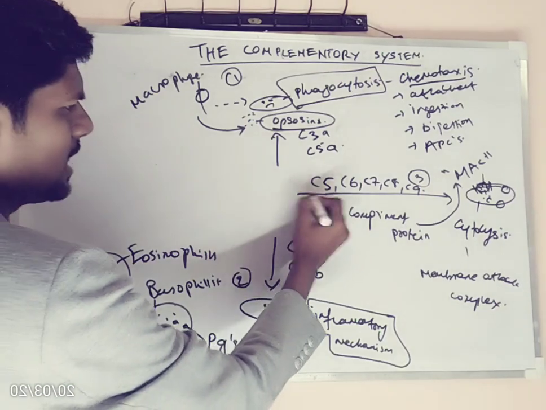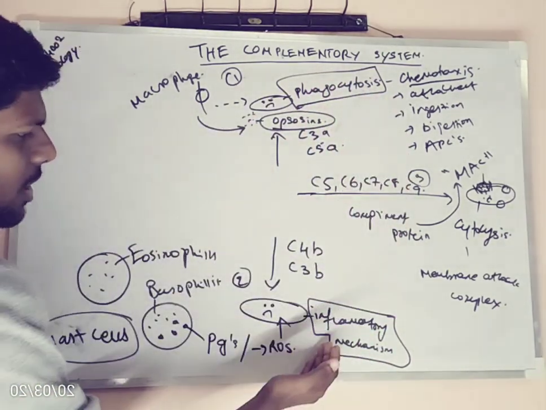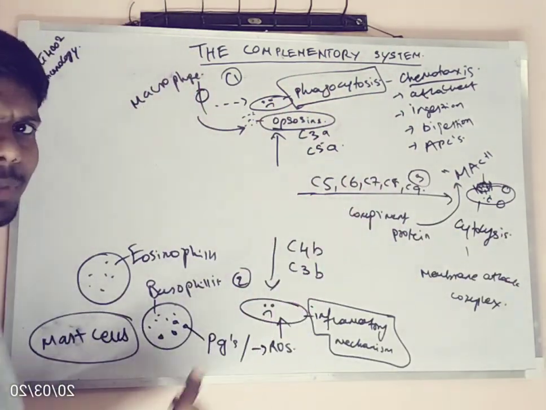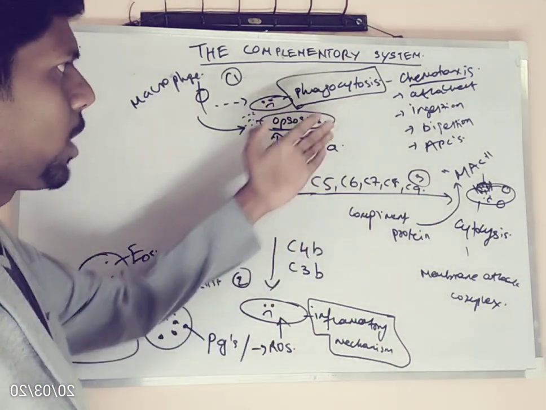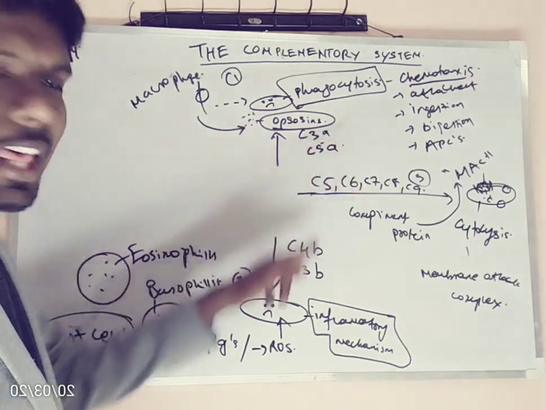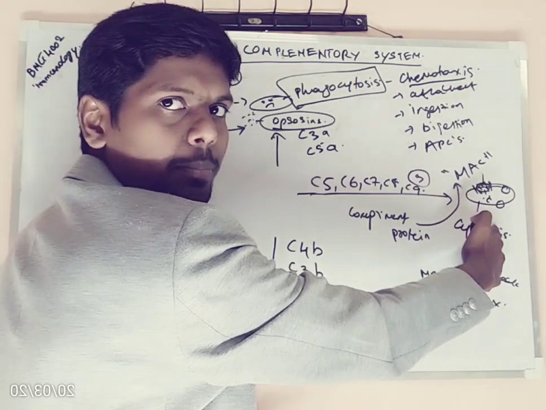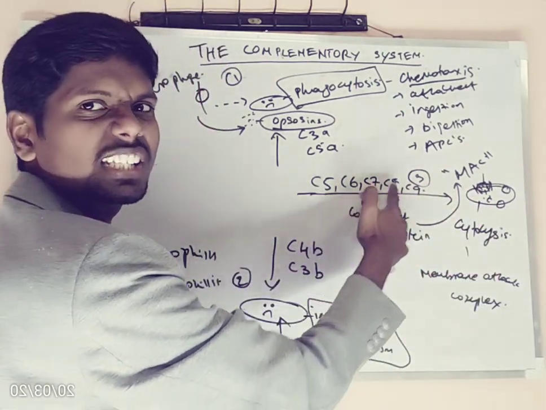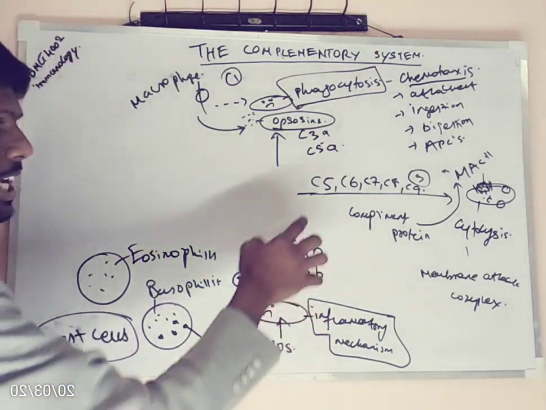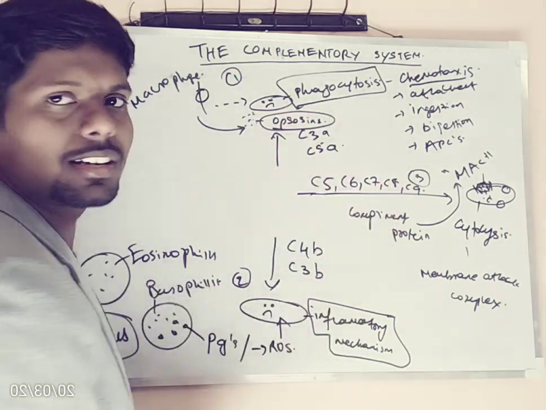See students, no matter what, either phagocytosis or inflammation or cytolysis, all these three are mediated by complement proteins. For example, phagocytosis is mediated by C3A and C5A, inflammation is mediated by C4B and C3B, and your MAC generation, membrane attack complex, is mediated by C5, C6, C7, C8 and C9. First of all, before that, we need to activate these proteins. Only after activation of these proteins, they will start killing.